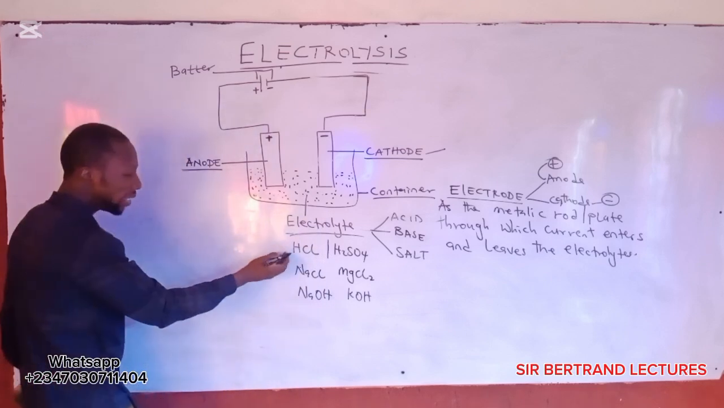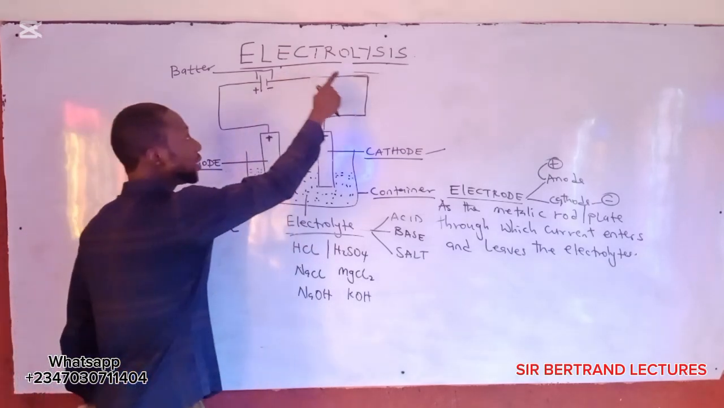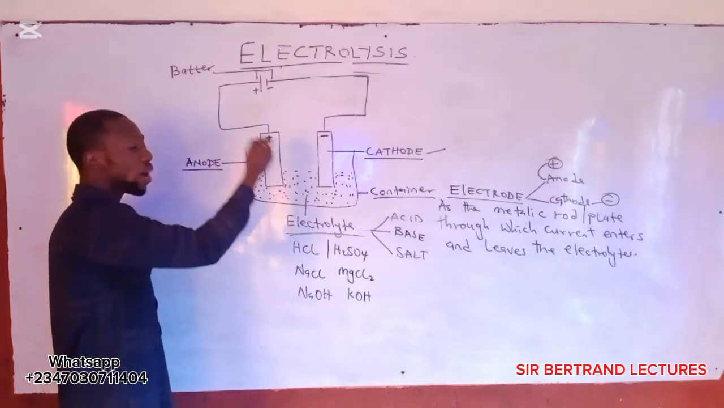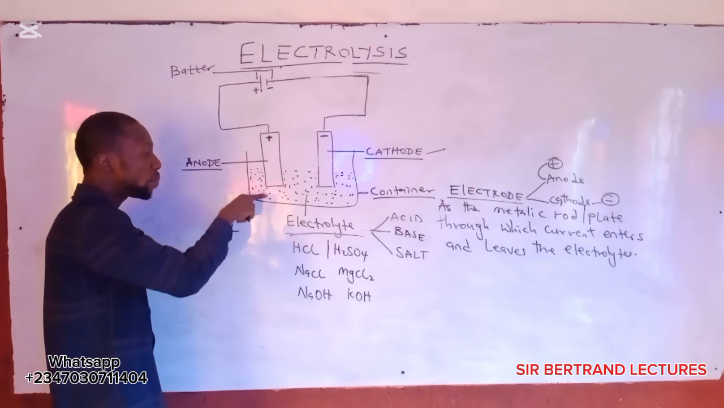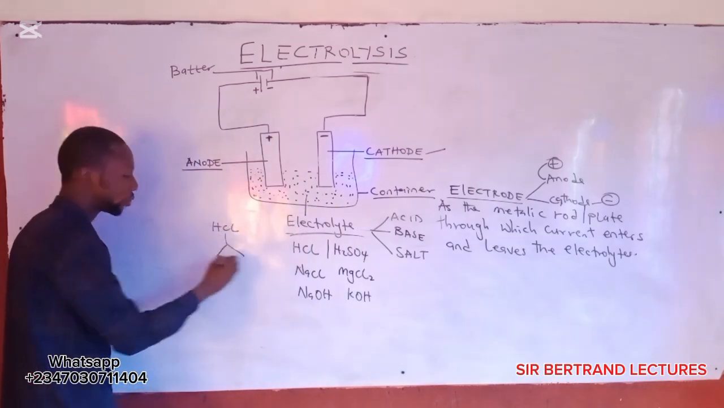Now let's take this for example. When this is happening, we say that electrolysis is the breaking down of what? Electrolyte, when you allow current to pass through, and because they conduct electricity, they dissociate into ions.